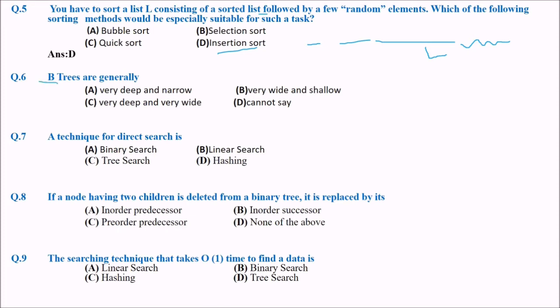B tree, B plus tree: these are heavily used in databases. These are the trees used to store the indexes also. So B trees are generally, these are the options for you. Can you answer? You cannot say very deep or narrow. It depends really on the number of entries you are putting, because in the B tree you have leaves, and in the leaves the data is actually stored.